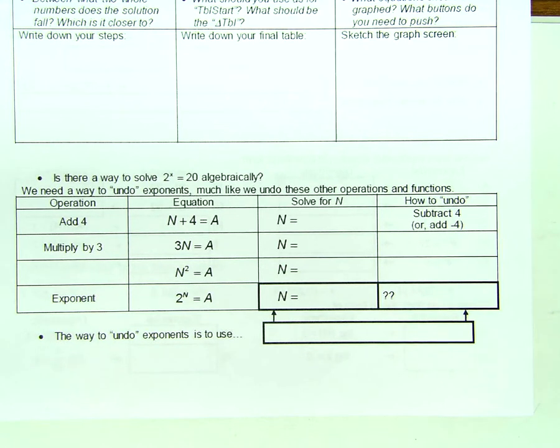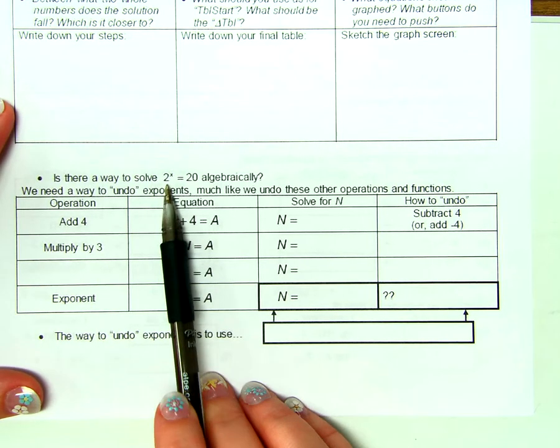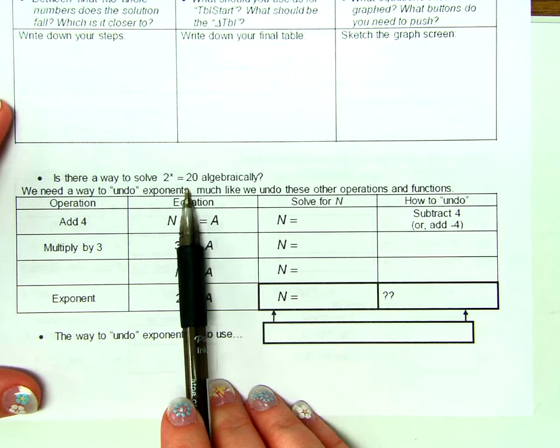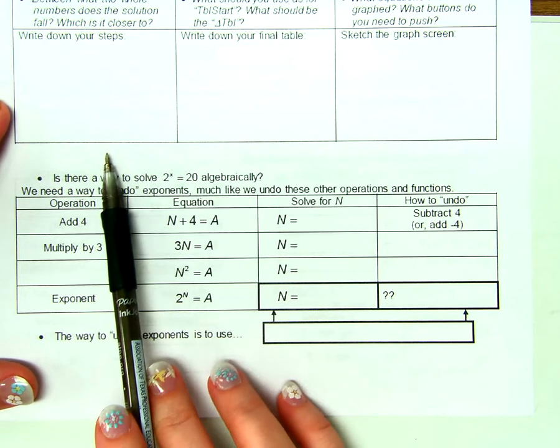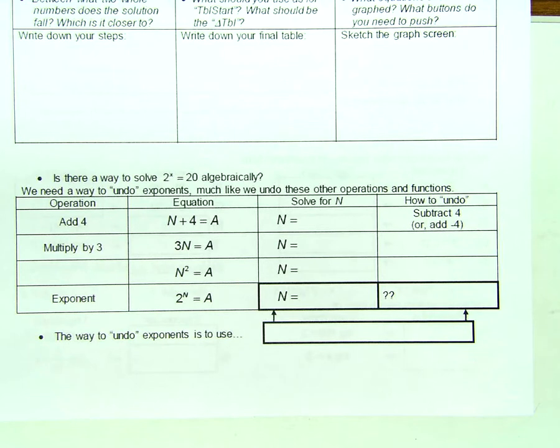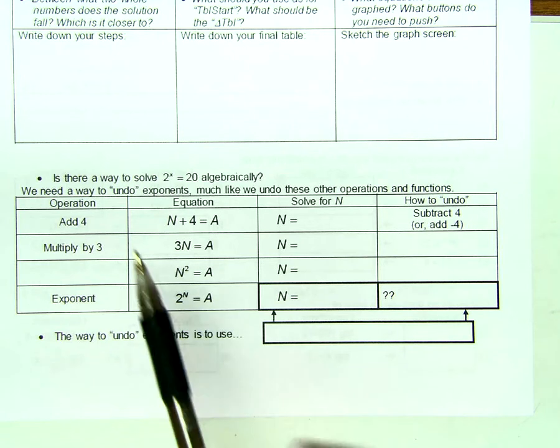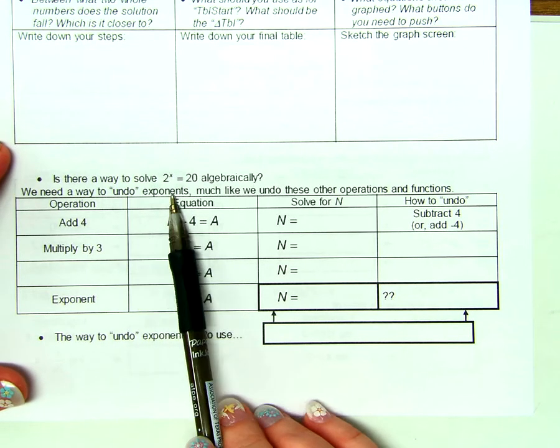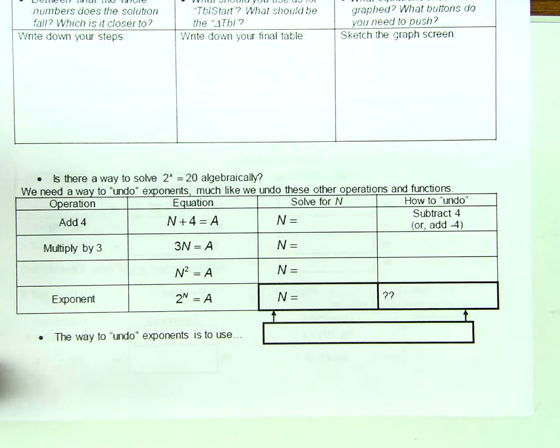So what I need you to understand about exponents and logarithms, I'll tell you the word in just a second. It's enough right now to know that they're closely related. Okay? So let's work to get there. Is there a way to solve 2 to the x power equals 20 algebraically? You can solve it by guessing, by using a table, or by graphing, but this class is called algebra, so we'd like to know if there's an algebraic way to do it. Okay? We need a way to undo exponents, just like we undo other operations.